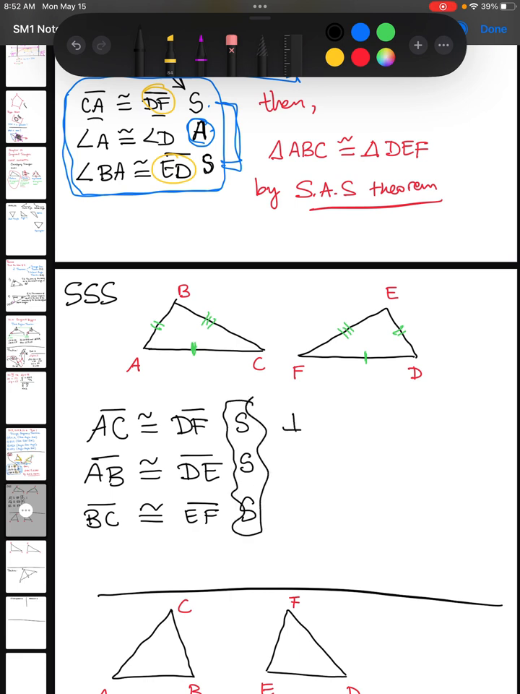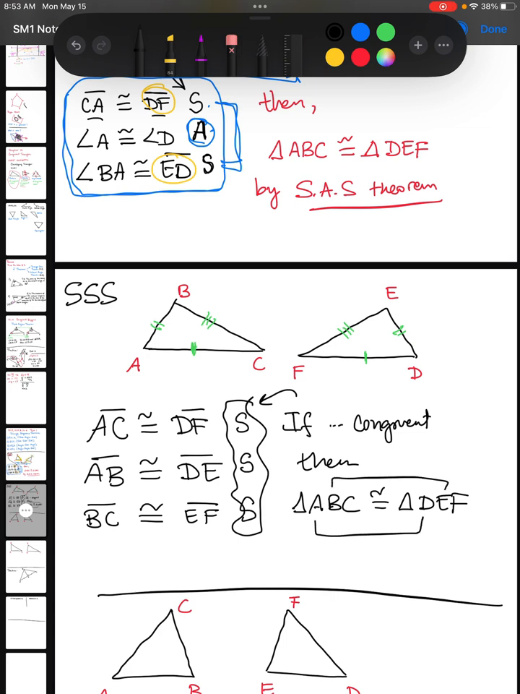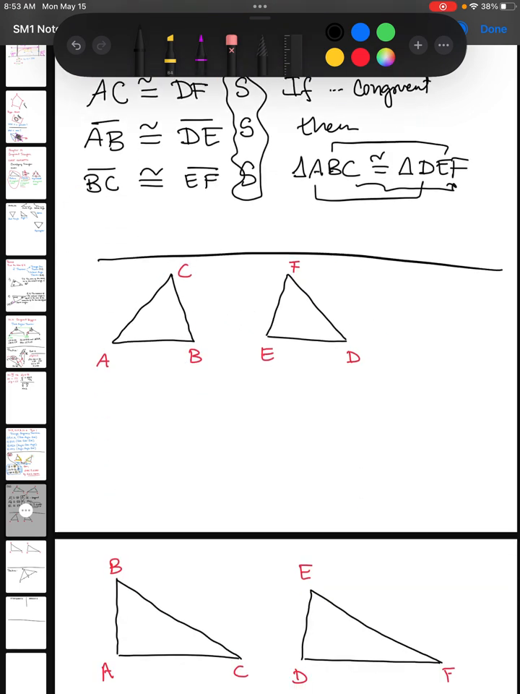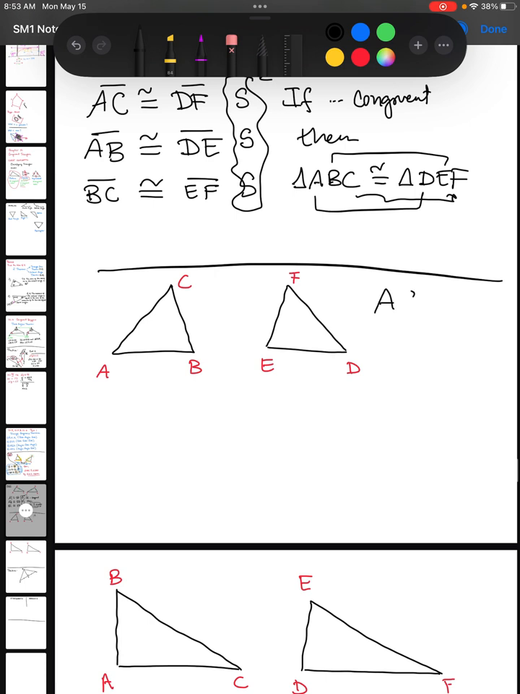I can say that if this is true, if all of these are congruent, then triangle ABC is congruent to triangle DEF. All right? Can you see the correspondence here as well as I write their names? That's also important, guys. Keep that in mind. All right, same thing. Let's take a look at ASA now.